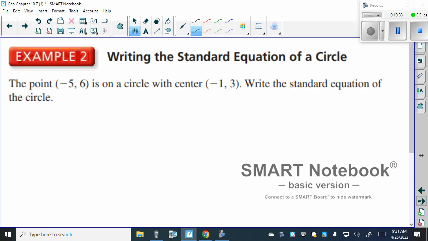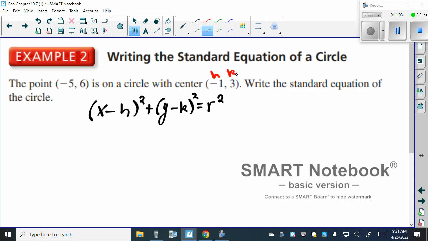This one here. Now, the point (-5, 6) is on a circle with the center at (-1, 3). Write the standard equation of the circle. So, our standard equation is x minus h squared plus y minus k squared is equal to r squared. Well, we do have the center, so we have the values of h and k. Do we have the radius? No. But the radius of any circle is the distance from the center to a point on the circle.